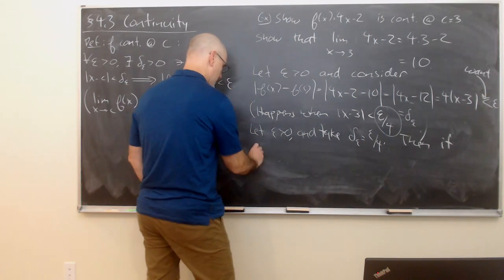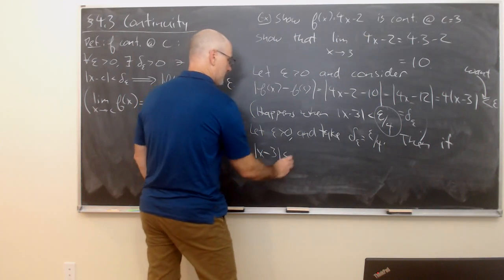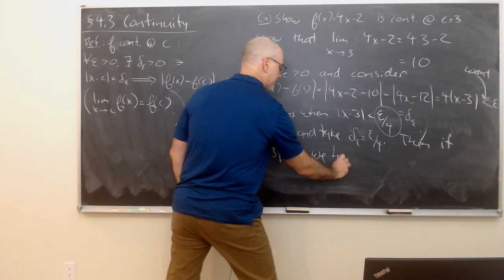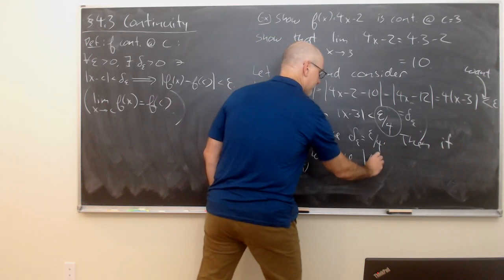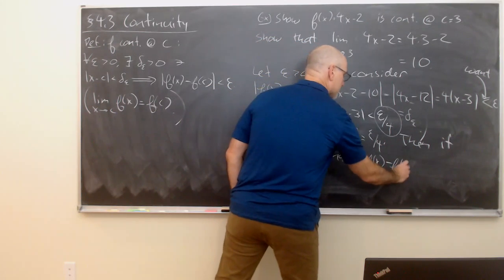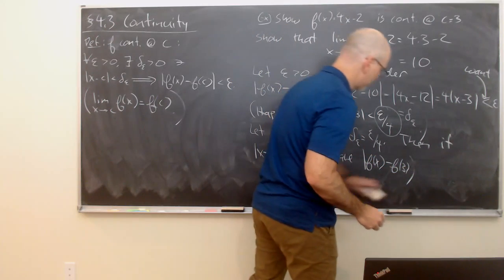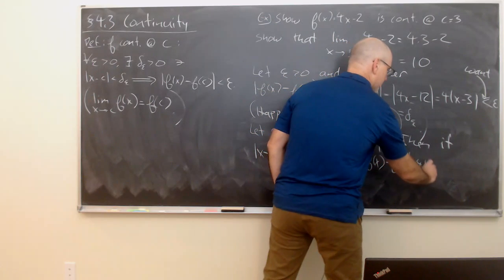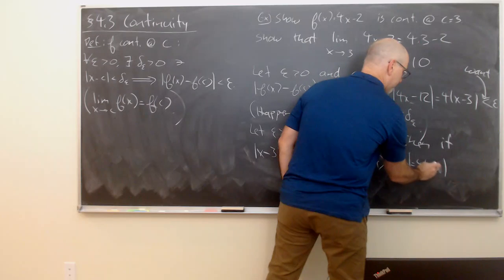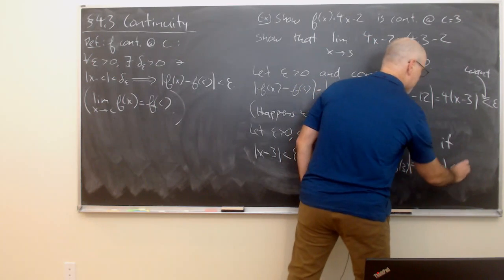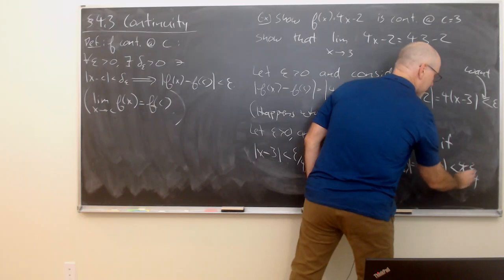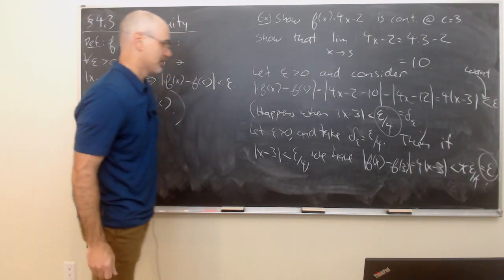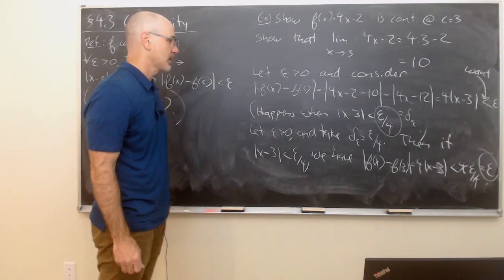Then, if the absolute value of x minus 3 is less than epsilon over 4, we have the absolute value of f of x minus f of 3, there should be an absolute value there, not a parenthesis. That's 4 times the absolute value of x minus 3, which is less than 4 times epsilon over 4, which equals epsilon. So that should complete the proof.